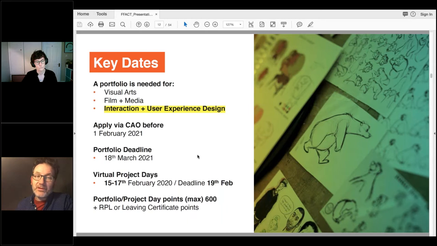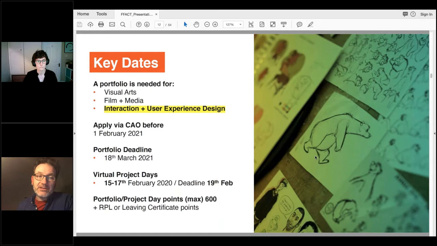The deadline for portfolios is the 18th of March. That's if you're submitting a portfolio for assessment. So basically, to get into any of our portfolio programs, you get up to 600 points for your portfolio, and then it's your other points, whether it's your leaving certificate or your recognized prior learning, or if you're in an FE college, or indeed if you're in a program abroad, and there are equivalents of points that you're awarded on top of your portfolio score. And it's that combined score that gets you in or otherwise into the program.